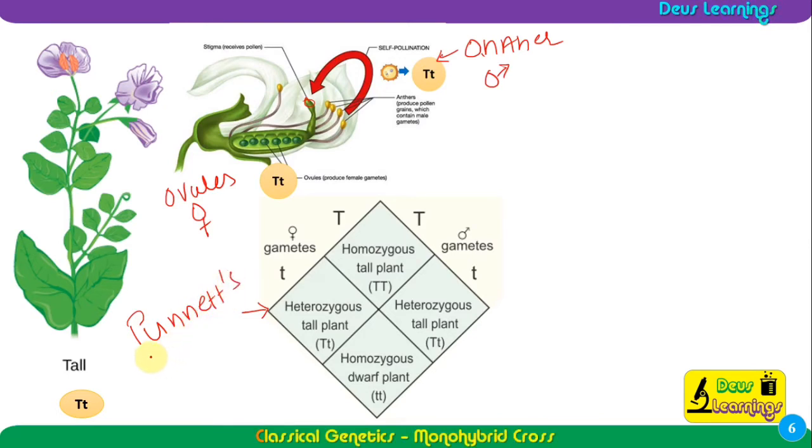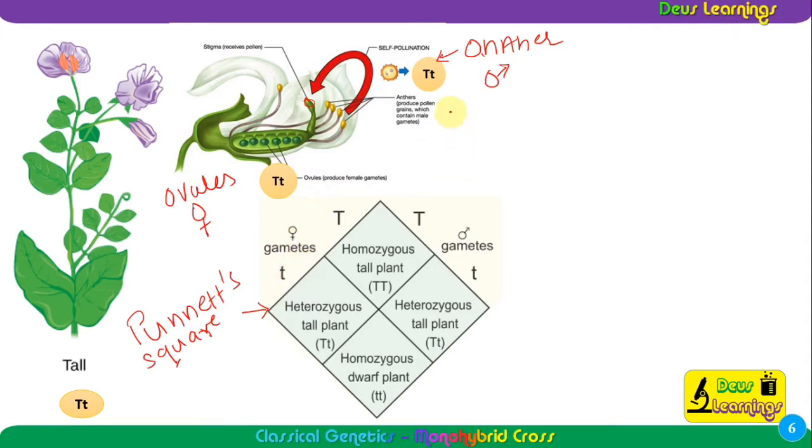Punnett's square. Okay, right. Why is it a square? Why not a rectangle? Because the number of genotypes you are taking from the female, an equal number of genotypes can go for the male also, so it's going to be the same number. That's why it's always a square, right?